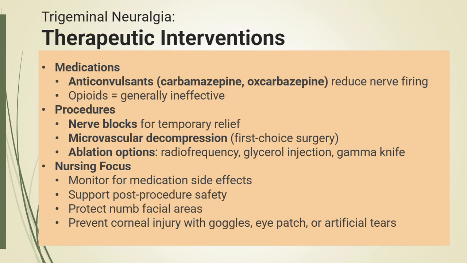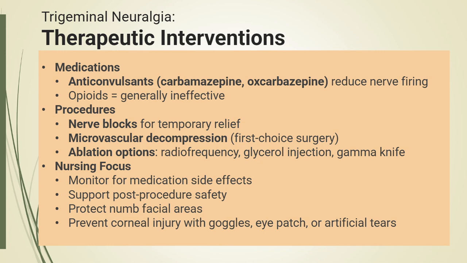When pain remains severe despite other treatments, patients may be candidates for surgery to block pain signals. One of the most common procedures is microvascular decompression, where a surgeon moves or pads a blood vessel that's pressing on the nerve root. Other procedures include radiofrequency ablation, gamma knife radiation, and glycerol injections, which intentionally damage parts of the nerve to decrease pain transmission. The downside is that these can leave the patient with facial numbness or altered sensation, so we must teach protective strategies.